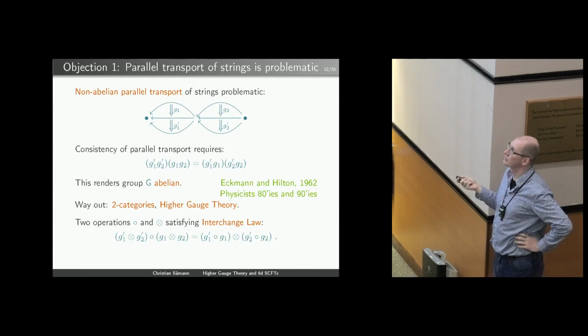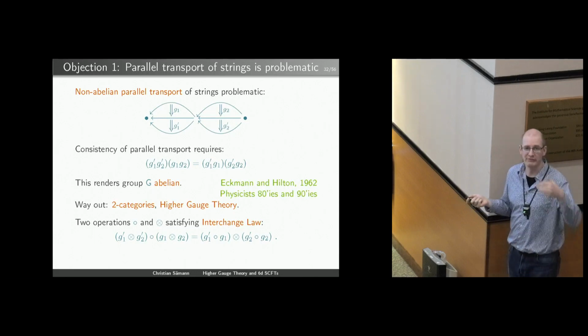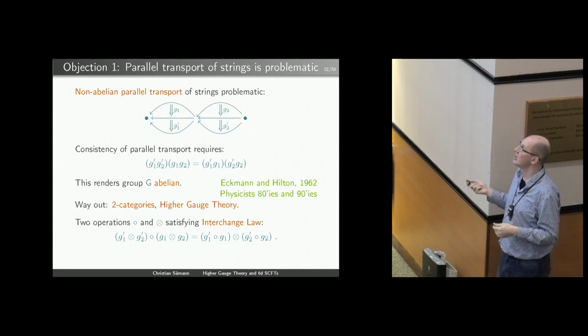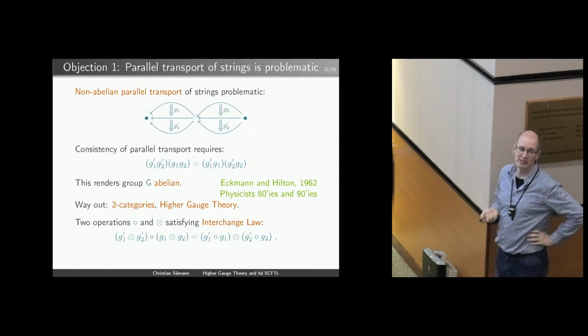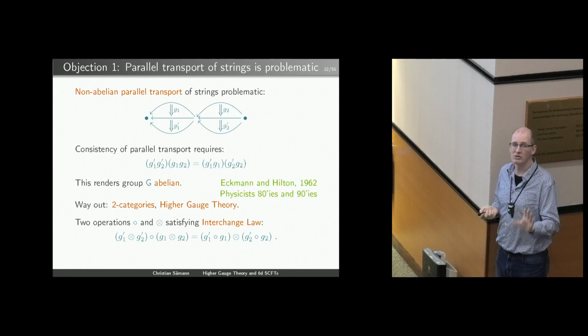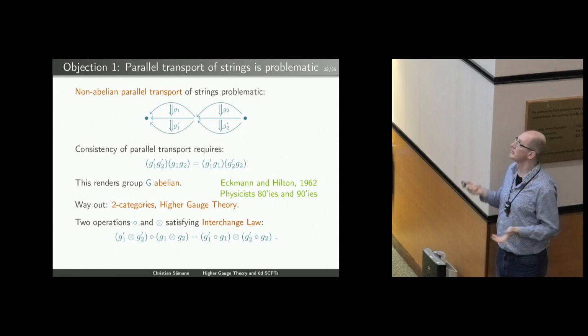Well, the way out is to use 2-categories, and therefore higher gauge theory, because in 2-category theory, we have 2 operations, namely vertical composition and horizontal composition, and it automatically satisfies the corresponding equation just from the axioms of 2-categories. So if you develop 2-categories formulated axiomatically, you get this equation. It's known as the interchange law, and it's precisely that this parallel transport is consistent, right? So it's all good. We just have to use 2-categories, right? I mean, just using groups is too naive. You have to go to a higher gauge theory.